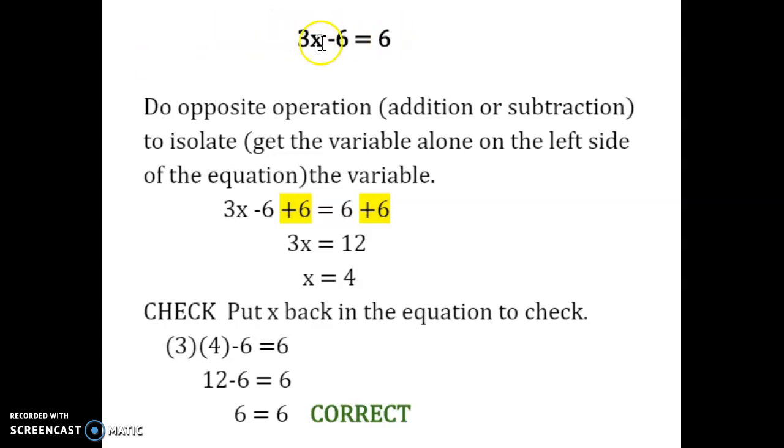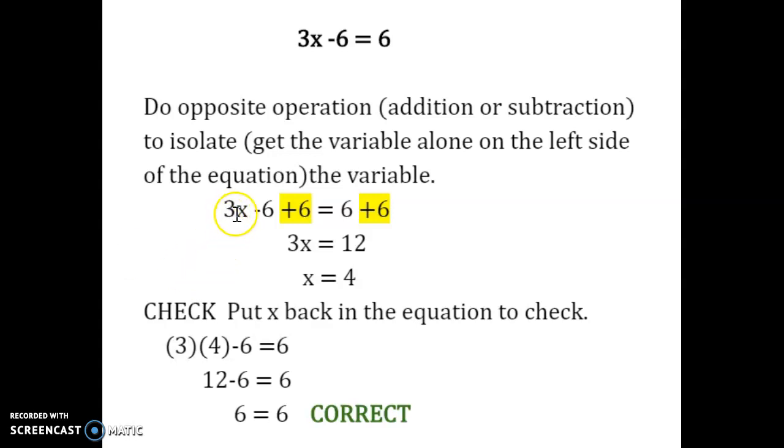Now, if we wanted to, we could probably think about what x could be to make this true on both sides of the equation, but we're going to solve it algebraically. So the first thing we have to do is find the opposite operation, just like we did in the previous problems, and we do that so that we can isolate the variable, or get that variable by itself.